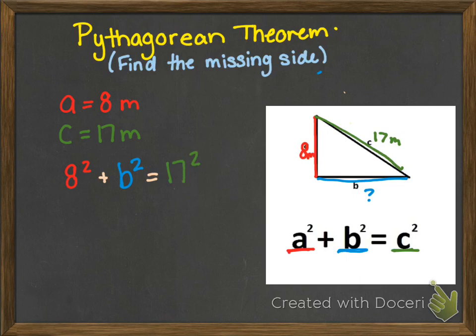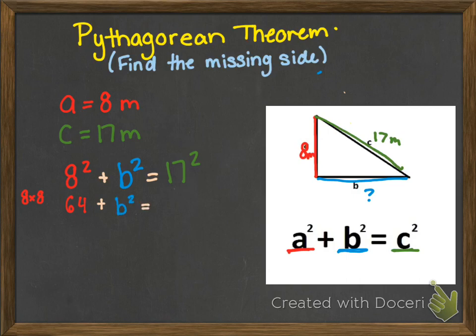The first thing we need to do with Pythagorean theorem is to square our values. So that means to multiply them by themselves. So 8 squared is the same as 8 times 8, which is 64. We cannot do anything with the B squared because that's what we are finding. So we're going to leave that right there.